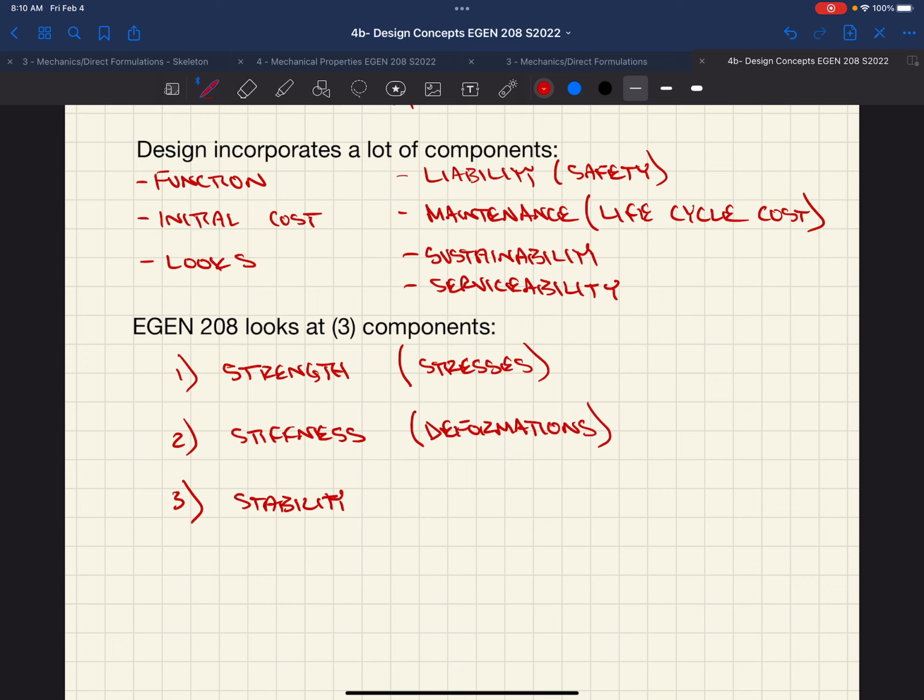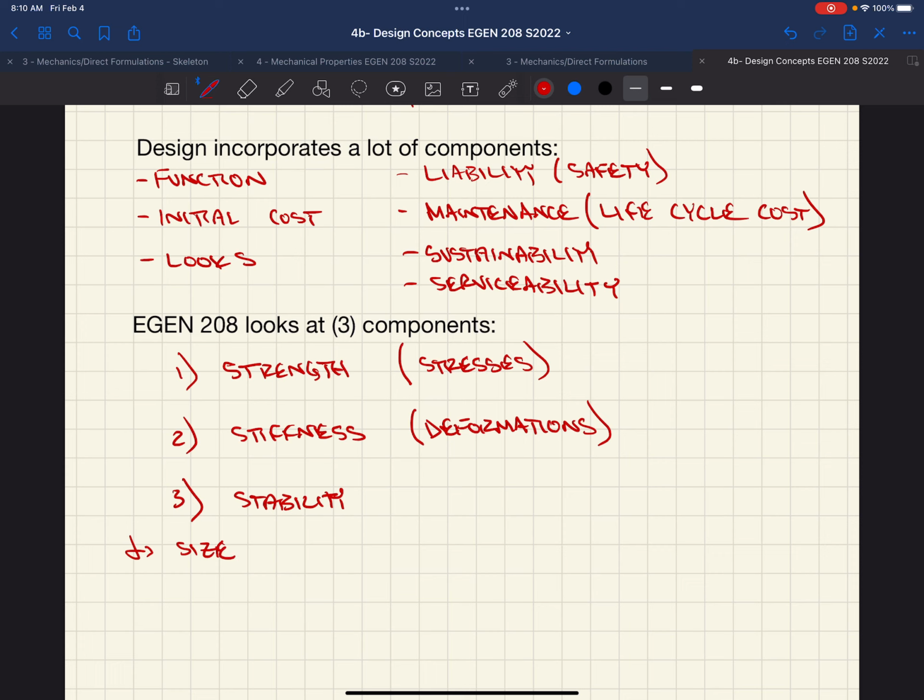So we're really trying to just size a particular part based on given loads, material properties, and maximum deflection requirements, okay?